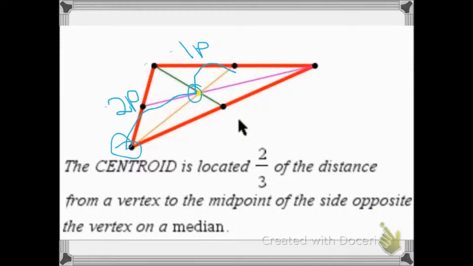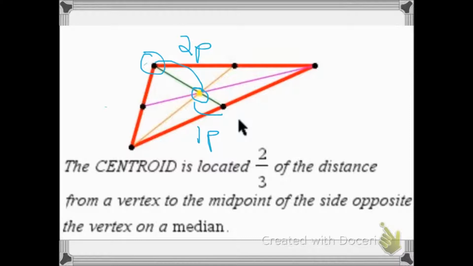I'm going to erase that for just a minute so you can see it going in a different direction. If I come up here to this vertex, from here to this part is going to be two parts. No matter how much it is, it's going to be two parts of the way. And then when I go from the centroid, which is right here, to the midpoint, that's going to be one part of the way. I hope you get comfortable with this, but we'll look at some numbers in just a minute so that you can see what we're talking about.